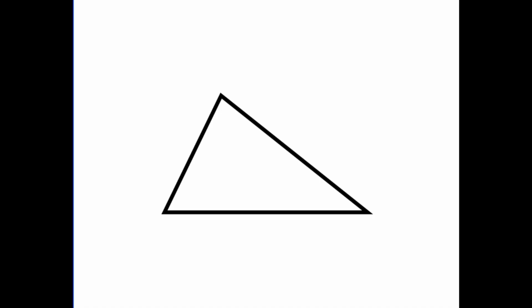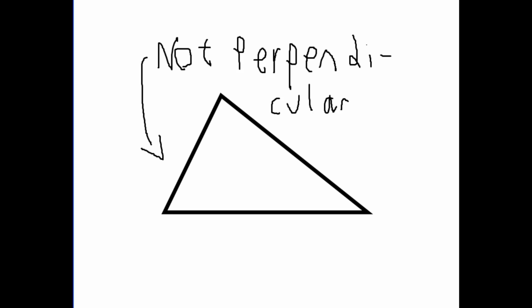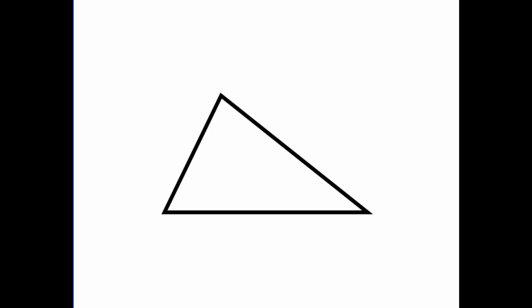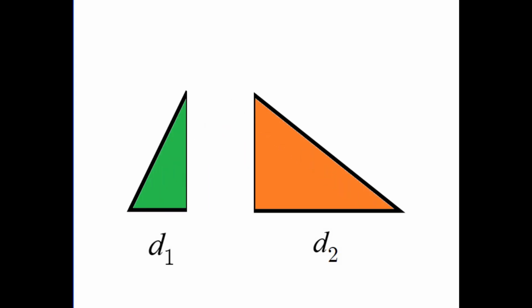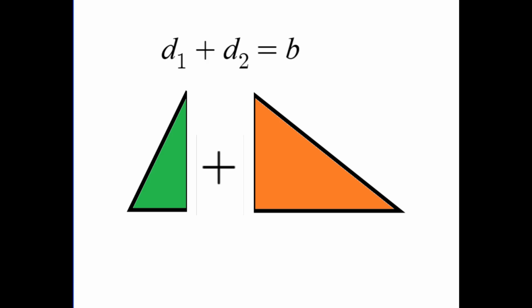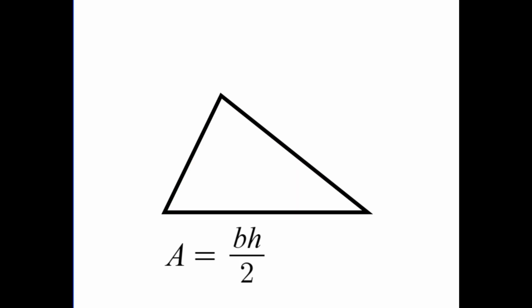Now we can look at the more random triangle like the one from earlier. It has no right angles in it, but what if we just make one? If we draw a line straight down from the top point until it intersects the base, we now have two right angle triangles. If we take their areas, d1 times the height over 2 from the first triangle, plus d2 times the height over 2 for the second triangle, since d1 plus d2 sum to make the base of our first triangle, we get that the area of the original triangle is half the base times the height, a formula for the area of any triangle.